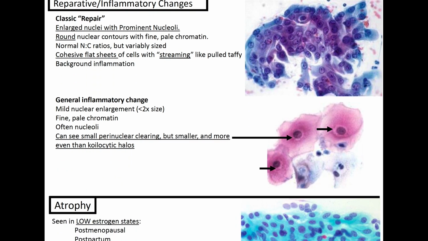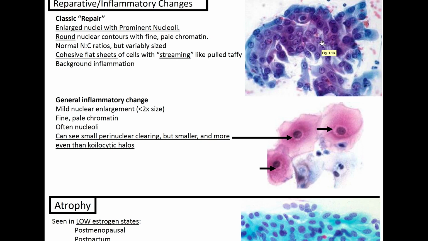Moving on, another tricky category is reparative or inflammatory changes. So in classic repair, you're going to have enlarged nuclei with prominent nucleoli, round nuclear contours with fine pale chromatin, normal N/C ratios but variably sized nuclei, and then cohesive flat sheets with streaming like pulled taffy. And then you can also see background inflammation.